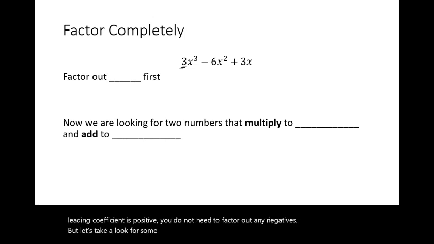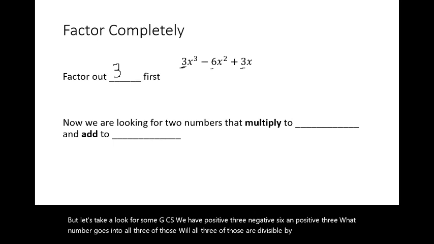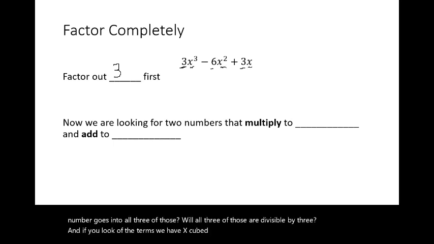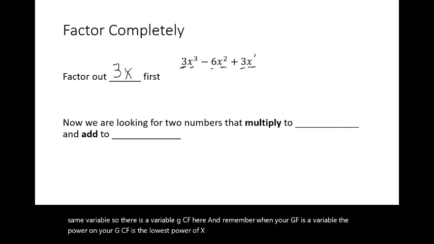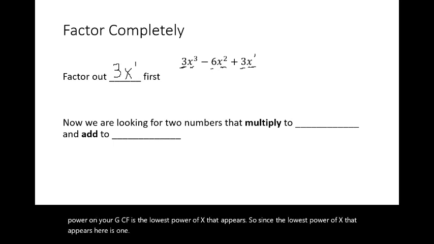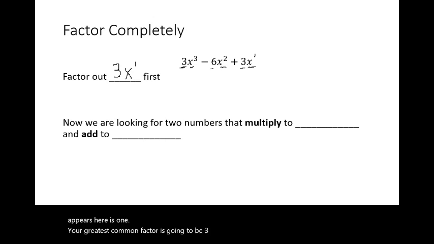We have positive 3, negative 6, and positive 3. What number goes into all three of those? Well, all three of those are divisible by 3. And if you look at each of the terms, we have x cubed, x squared, and x. Every single one of these terms contains the same variable. So there is a variable GCF here. And remember, when your GCF is a variable, the power on your GCF is the lowest power of x that appears. So since the lowest power of x that appears here is 1, your greatest common factor is going to be 3x to the power 1.